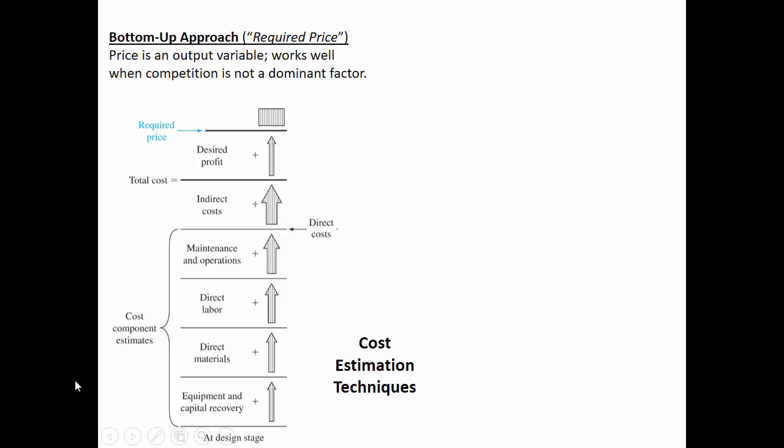And so all of those things added up are the total costs, but then most times you'd also add some profit on top of it that you want to make, where these are just really only your expenses of doing the thing, and then the profit on top of it would tell you what price you need to charge for a certain job. So this bottom-up approach, which is also known as required price, is used often in situations where there's not a lot of competition.